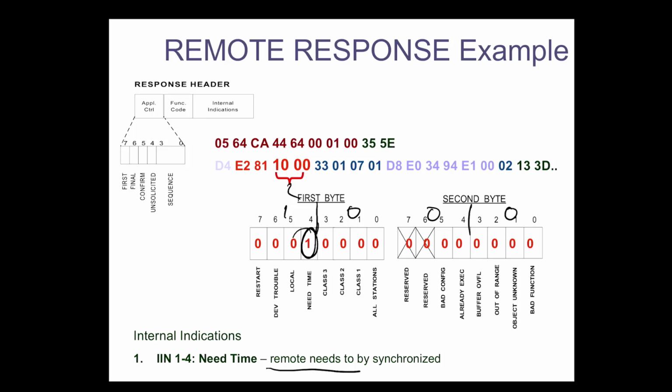Notice how here it says the remote needs to be synchronized, right? It's saying, hey, I lost my time. I just restarted or something like that, and I need to be synchronized. Now, you may say, well, if it just restarted, wouldn't this be a 1? And you're absolutely right. It would be a 1 if it was the first message after restart, but it's quite possible it was still needing synchronization even after it indicated that it restarted, if that makes sense. So in this case, it was a message after that was indicating that it was looking to be synchronized.